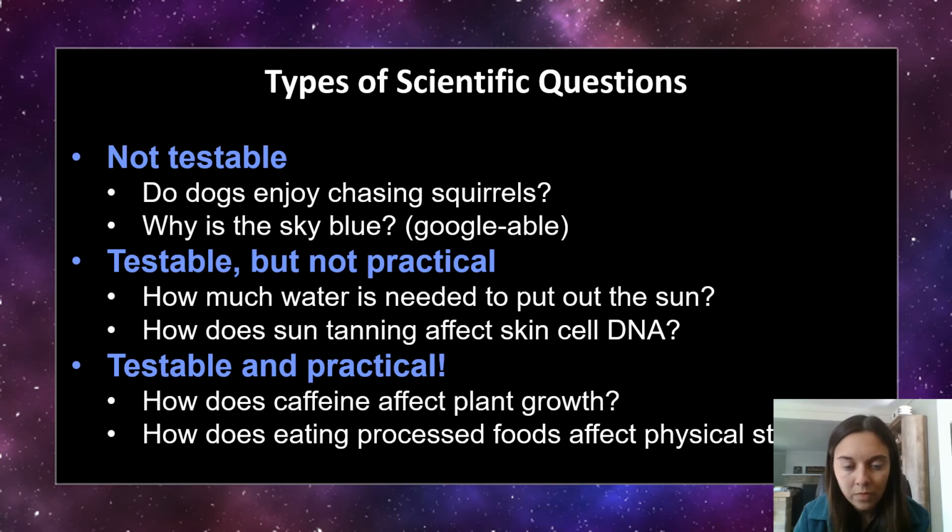Okay. How does eating processed foods affect physical stamina? Okay, we could do an experiment where a person eats only processed foods for a certain period of time. Another person eats whole, natural vegetables that have not been processed. They test their stamina before and after doing this, and we compare the results. Okay, so those are testable. We can get data from them.